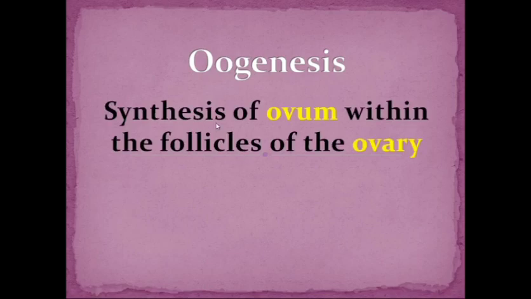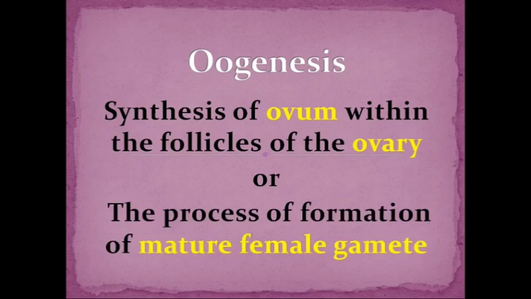Now where does the synthesis take place? It takes place within the ovary. Exactly where inside the ovary? Inside the follicles of the ovary. So the synthesis of ovum within the follicles of the ovary is called oogenesis. Or in other words, we can define it as the process of formation of mature female gamete. What is a female gamete? It is the ovum. So that is the definition of oogenesis.